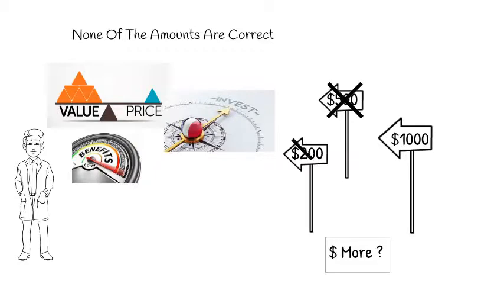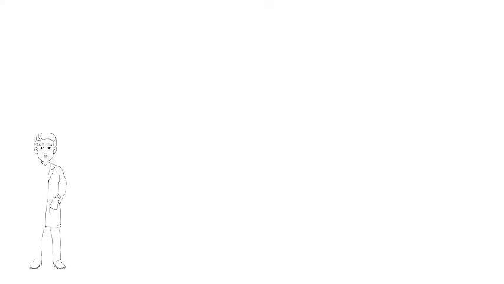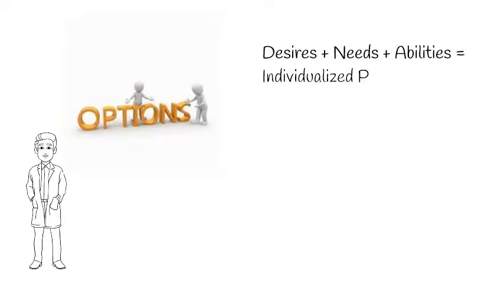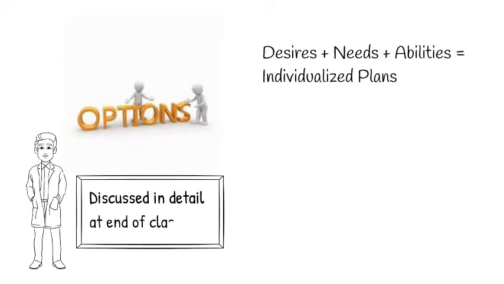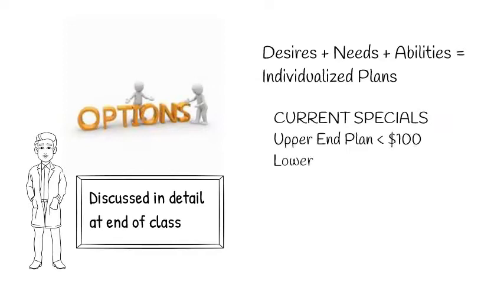We worked very hard to keep this in a reasonable range, especially considering the value, as our goal is to help others experience an amazing life. There are several options available, and they are applied according to someone's desires, needs, and abilities, so plans can be individualized. I cover this in detail at the end of a class. For now, I can tell you with current specials, an upper end plan is under $100 per month and a lower end plan is under $50.